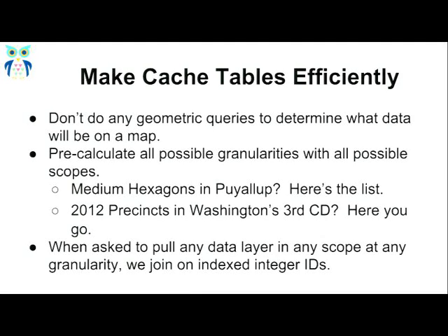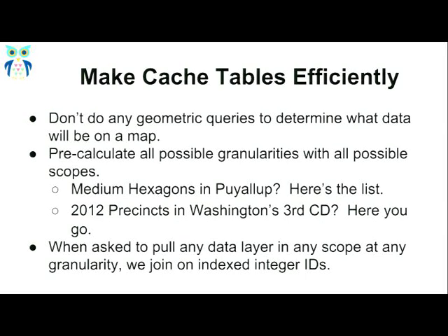Now these cache tables definitely speed up tile generation, but they also have to be created efficiently in the first place. And so I don't want to do any geometric queries to determine what data will be on a map. So what I've done is I've pre-calculated everything.